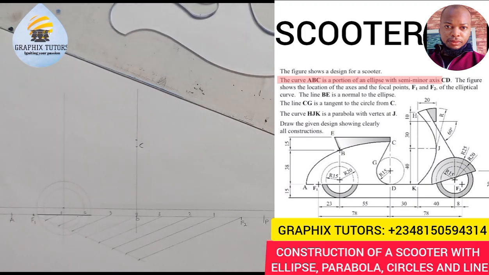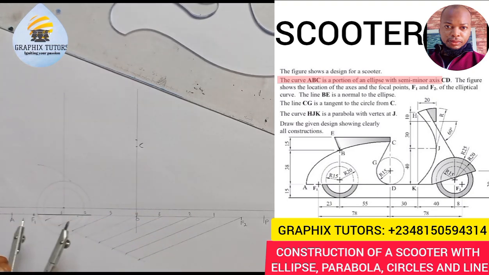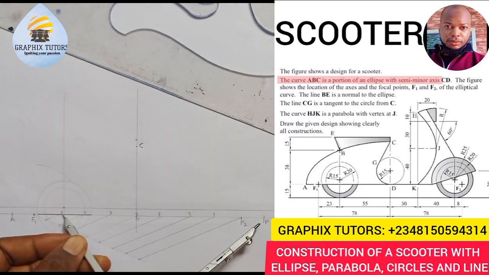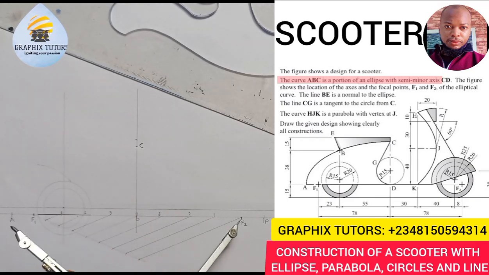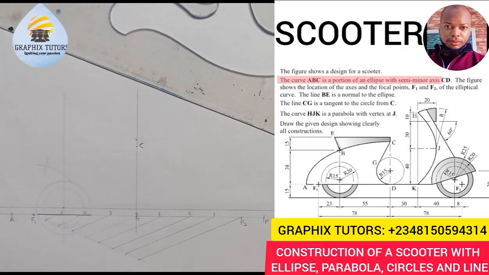So what I'll simply do here is take my instrument. From A, I'll take it to 1, put it at F1, strike an arc. From 1 here, I'll take it to P, and place it at F2 here. I'll strike another arc here. That is my point 1.